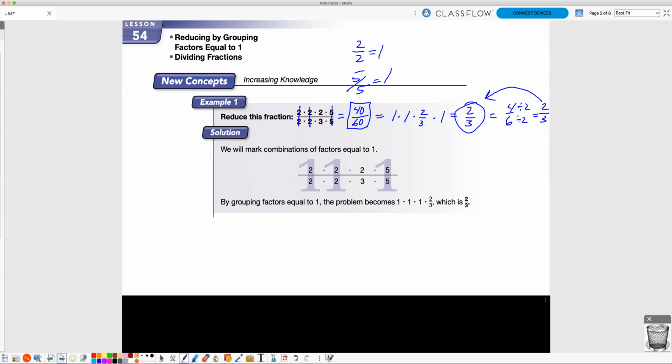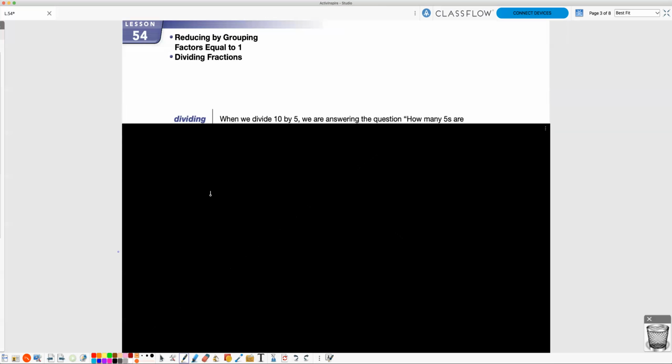Okay, let's look at some more information here on dividing fractions.